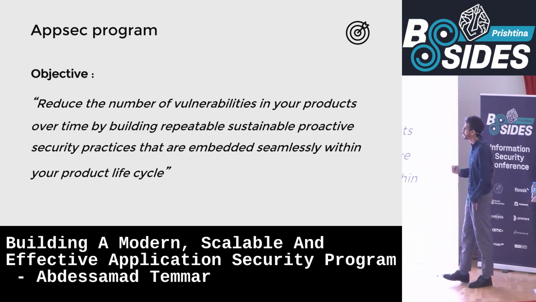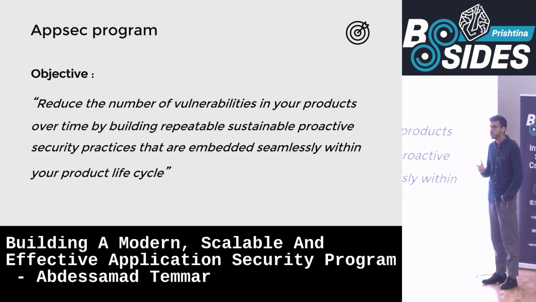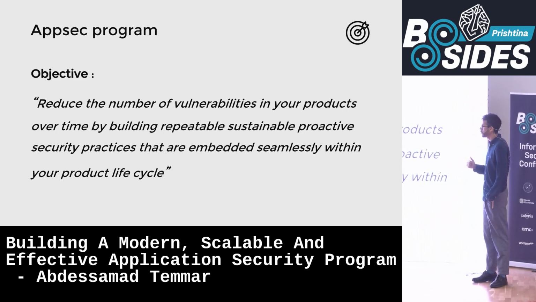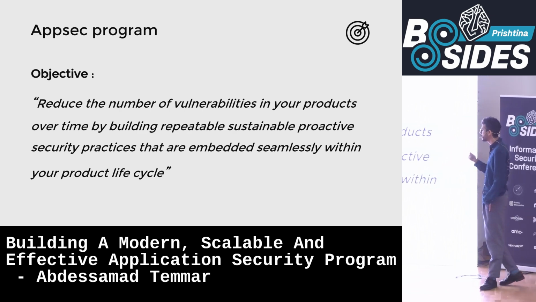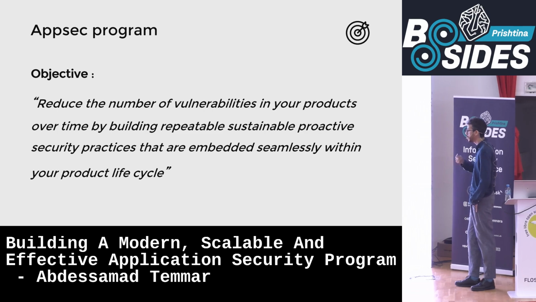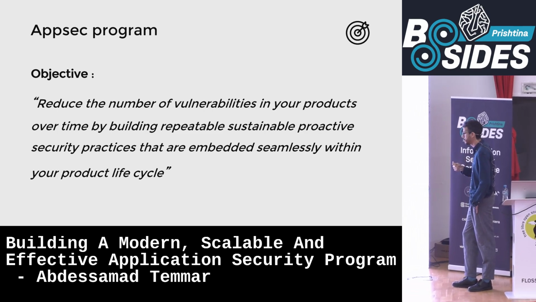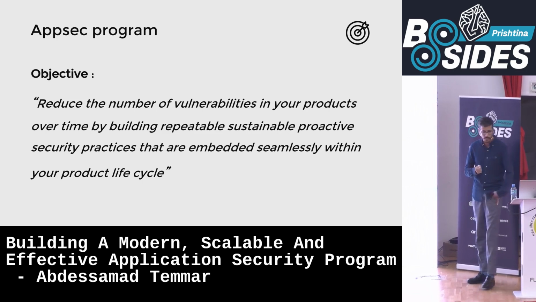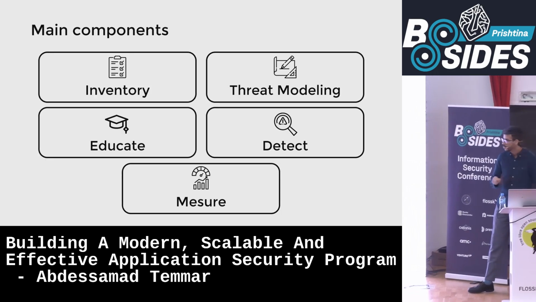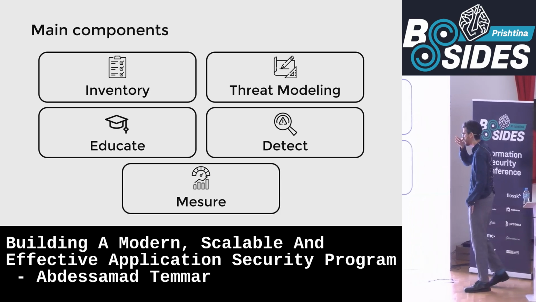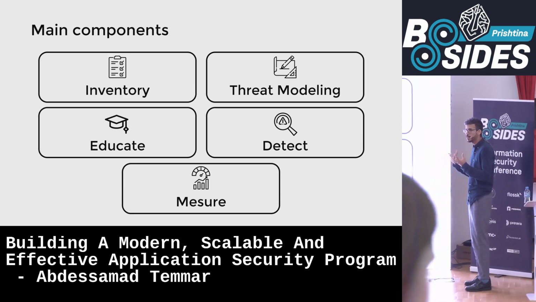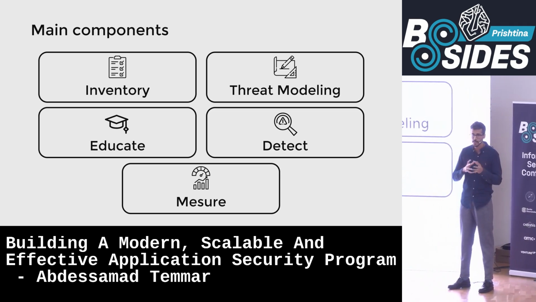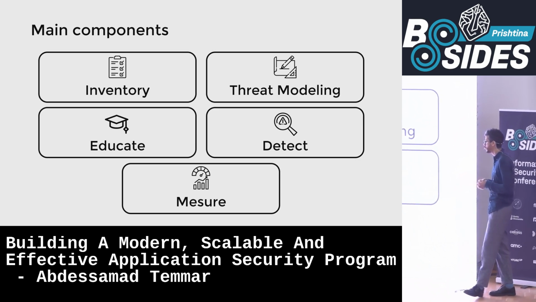Let's first start with the global definition of what is an AppSec program and why do we need an AppSec program. An AppSec program has an objective of reducing the number of vulnerabilities in your products over time by building a repeatable, sustainable, and proactive security practices that are embedded seamlessly within your product lifecycle. And with that objective, we do a bunch of activities. The goal here is to combine and split the problem into different areas instead of focusing only on a specific approach to deal with application security.